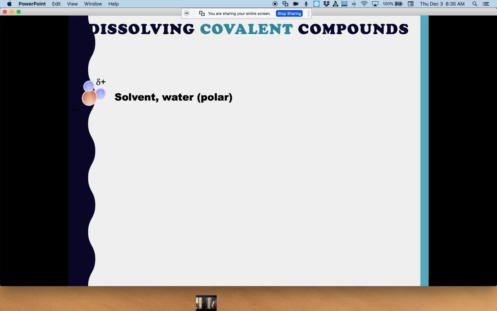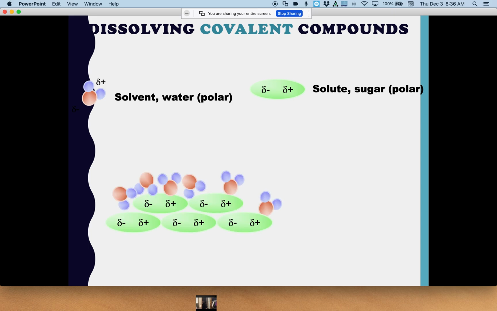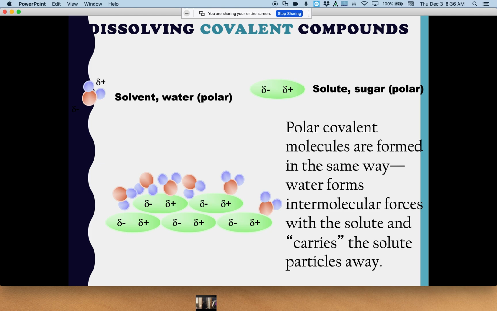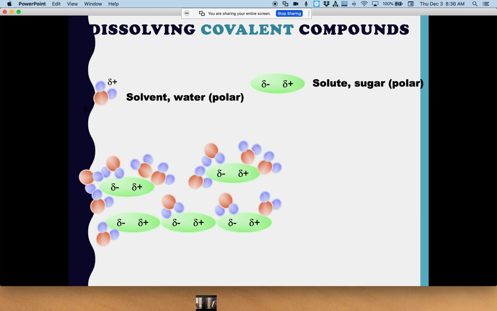Covalent compounds are a little bit different in nature. So here we can look at sugar, for example, which is a polar molecule. It has those positive and negative charges. And likewise, the water is going to be attracted to those because opposites attract, and that's always true. So it's the exact same process. Water sticks to it. That attraction between the water and the sugar is stronger than the sugar is to itself, or the water is to itself, and as a result, it's able to be carried away.